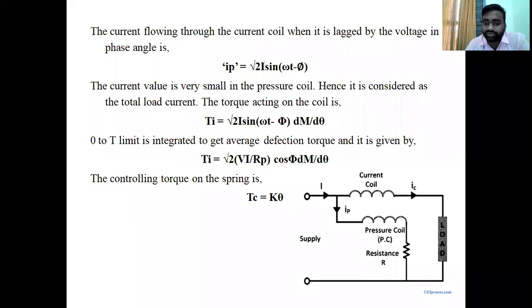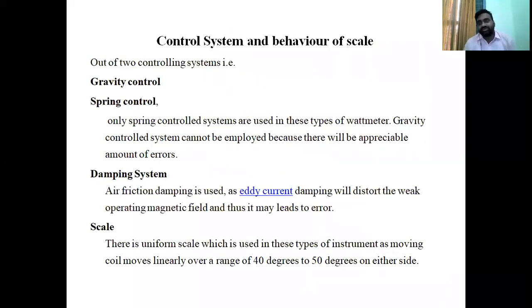If you have any doubts with respect to the torque expression calculation, let me know in the chat box. When we discuss the behavior of the control system, the controlling torque and the behavior of the scale, two types of controlling torque are generally used: gravity control and spring control. In this type of electrodynamometer wattmeter, we don't use gravity control. Most probably we use spring control.